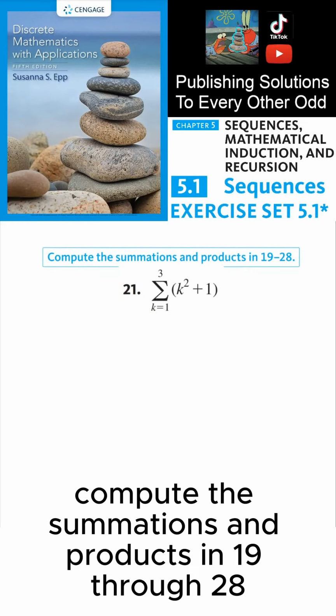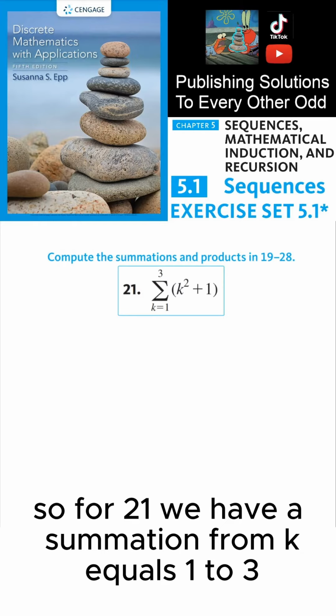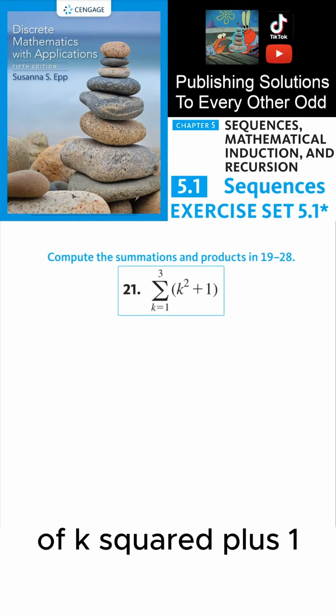Compute the summations and products in 19 through 28. So for 21, we have a summation from k equals 1 to 3 of k squared plus 1.